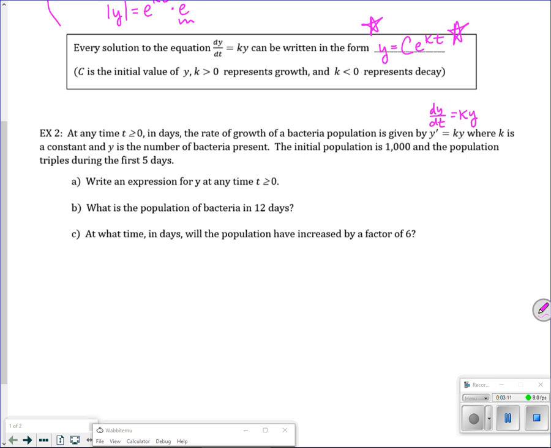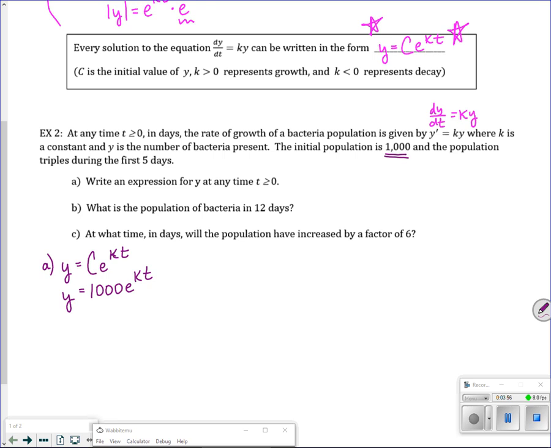So it says the initial population is 1,000 and the population triples during the first 5 days. Well, what do we know? Let's set this up and have good work here. Well, I know without work, I'm going to go straight to this equation. I don't have to show it. I know it. What else do I know? Well, if the initial population is 1,000, that means when t equals 0, I better get 1,000 for y. So wouldn't that be true that we already know that C is going to be 1,000? Because if I put in 0 for t, do I get 1,000 for the population? And I do.